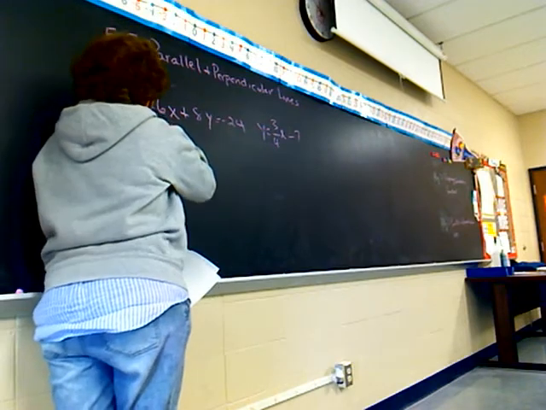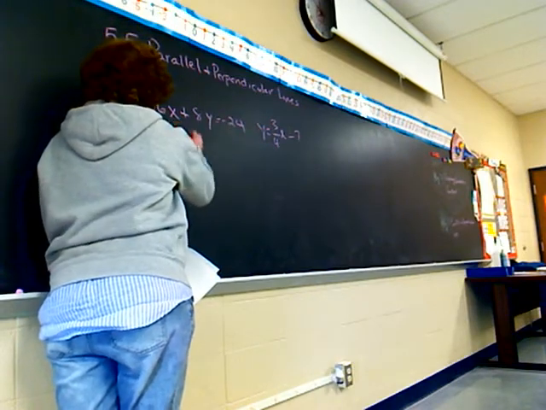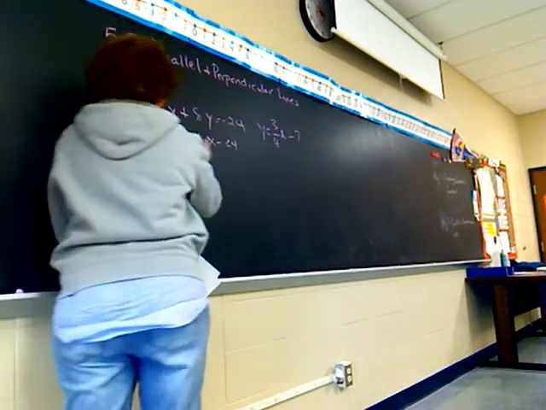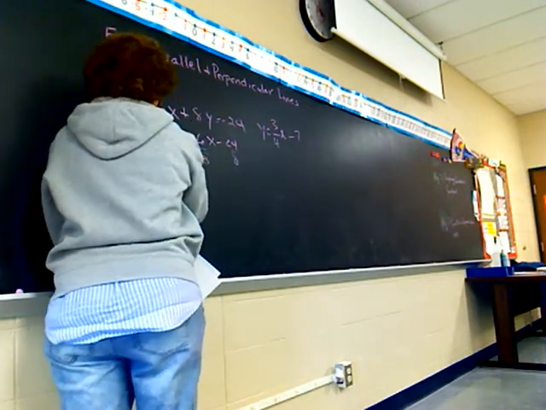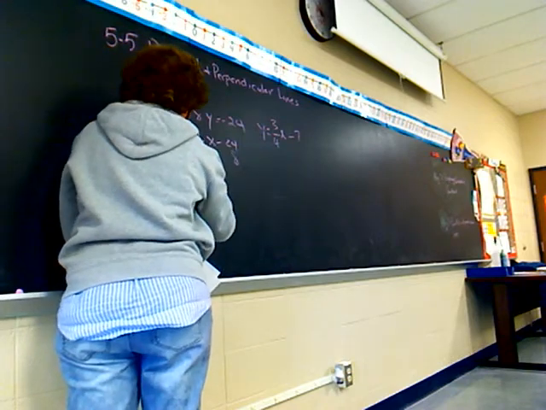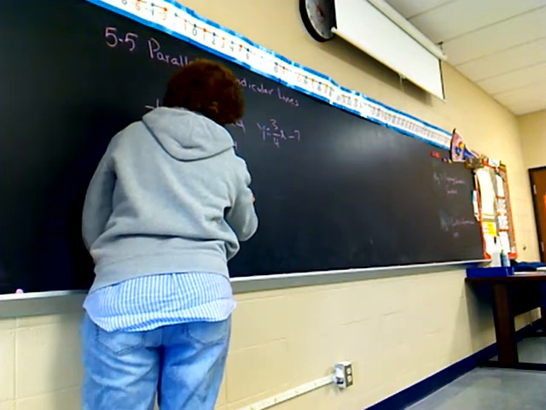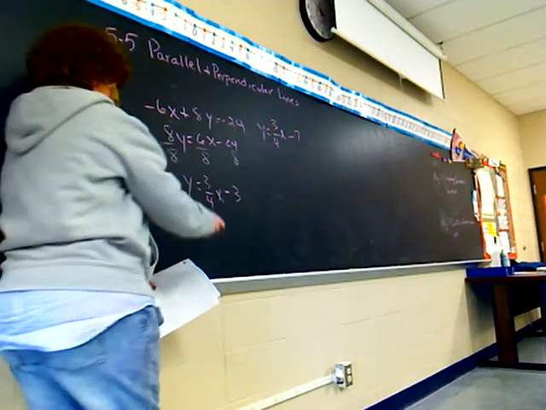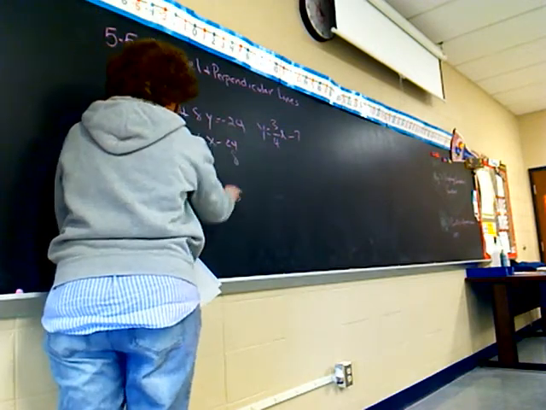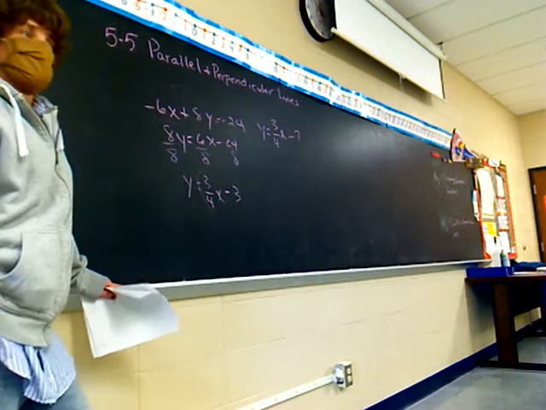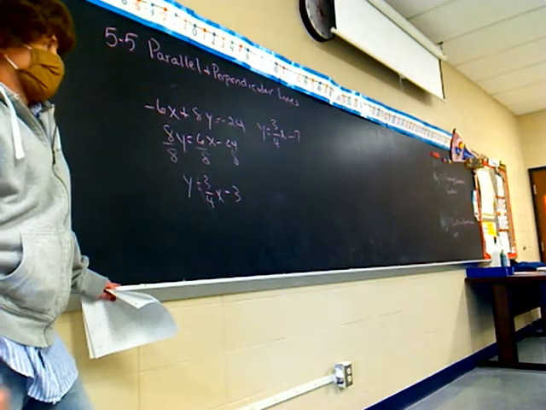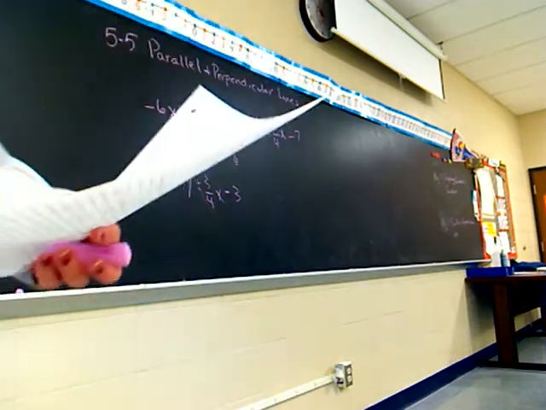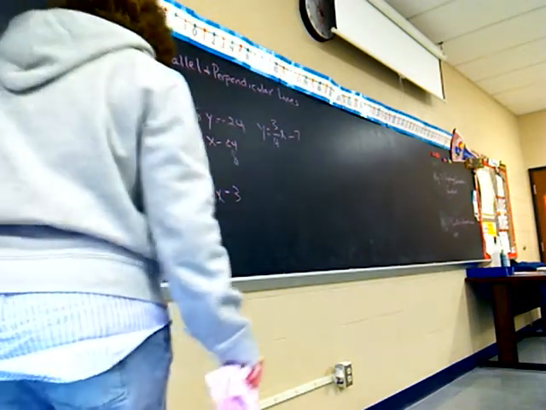So I'm going to start by adding 6x to both sides. And then I'm going to divide by 8. Get y = 3/4x - 3. So you can tell by the slopes, 3/4 and 3/4, and the different y-intercepts, that those lines are parallel. Again, I want to stress that to determine if lines are parallel, you have to put them in slope and y-intercept form.